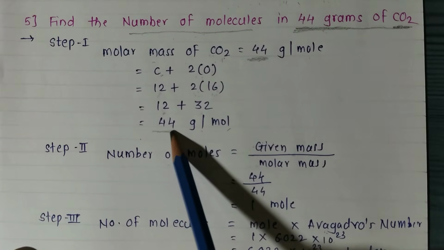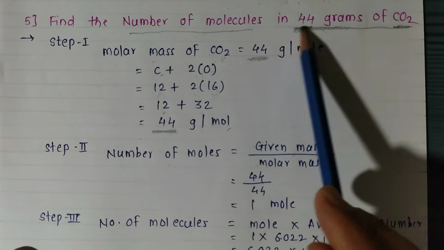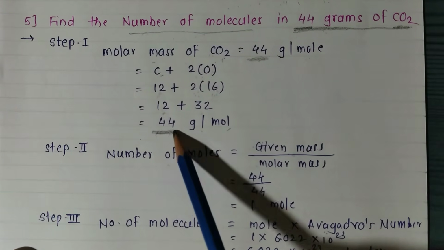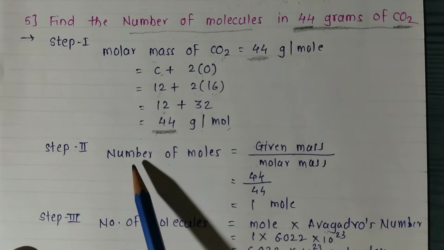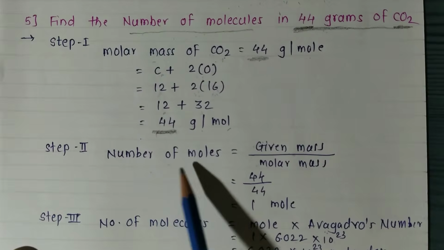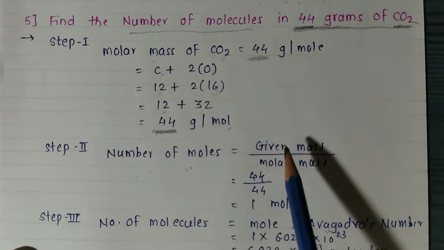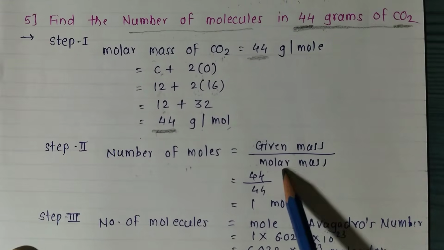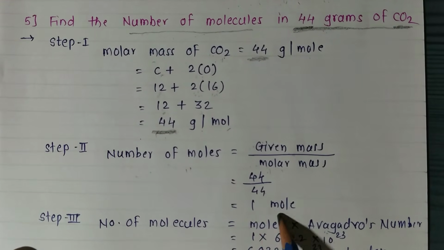This is the molar mass of CO2, and this is the given mass of CO2. The molar mass of CO2 is 44, and the given mass of CO2 is 44. So we use both values to calculate the number of moles. Number of moles is equal to given mass upon molar mass. The given mass is 44, molar mass is 44, so 44 divided by 44 means 1 mole. So the number of moles of CO2 is 1 mole.